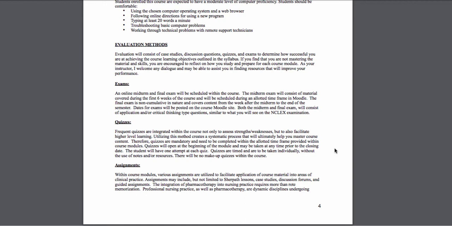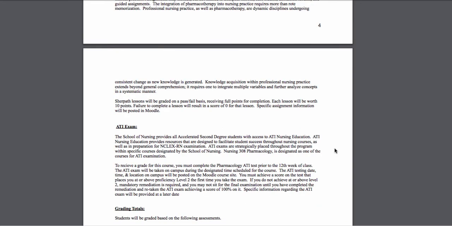So my lectures will kind of help you do this. And then I always typically recommend students go back after you listen to lectures, then do your SurePath lessons kind of towards the end. And this will basically help reinforce the material as well. So SurePath lessons are graded on a pass-fail basis. So you essentially receive full points for completion.